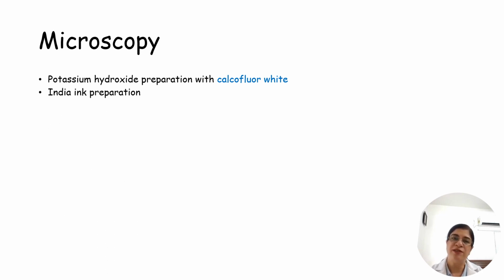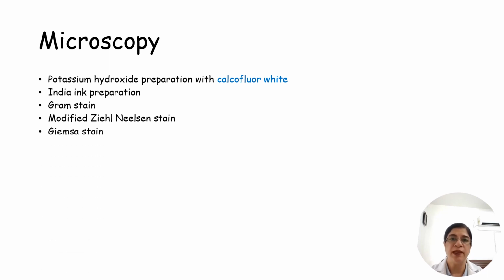Then India ink preparation has again been superseded by the lateral flow device, a point of care test available for cryptococcal meningitis. And if India ink is being used, it should be used for CSF samples. It should not be used for sputum, pus or bowel samples because the viscous material can mimic the capsule in these. Then Gram stain can give a lot of information about budding yeast cells, pseudohyphae and hyphae. Modified Ziehl-Neelsen stain will give information about Nocardia. Giemsa stain will be required for identifying intracellular yeast like Histoplasma and Emergomyces.